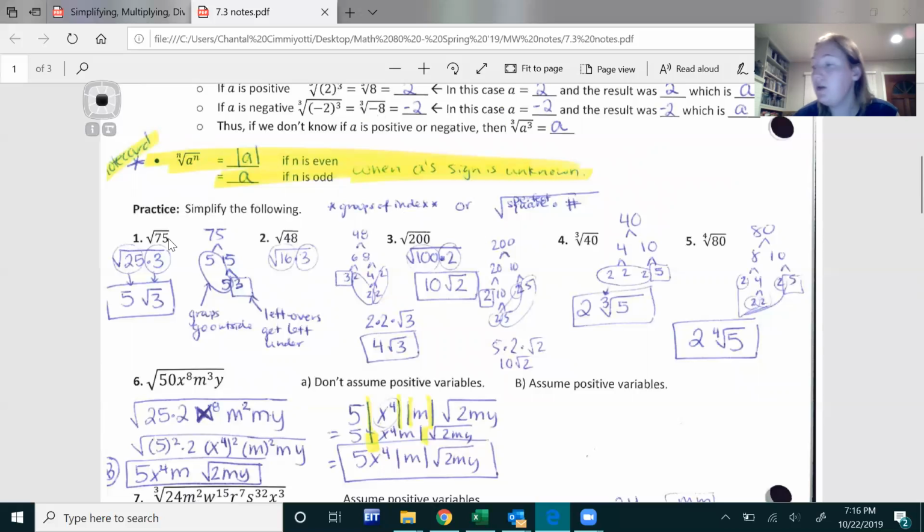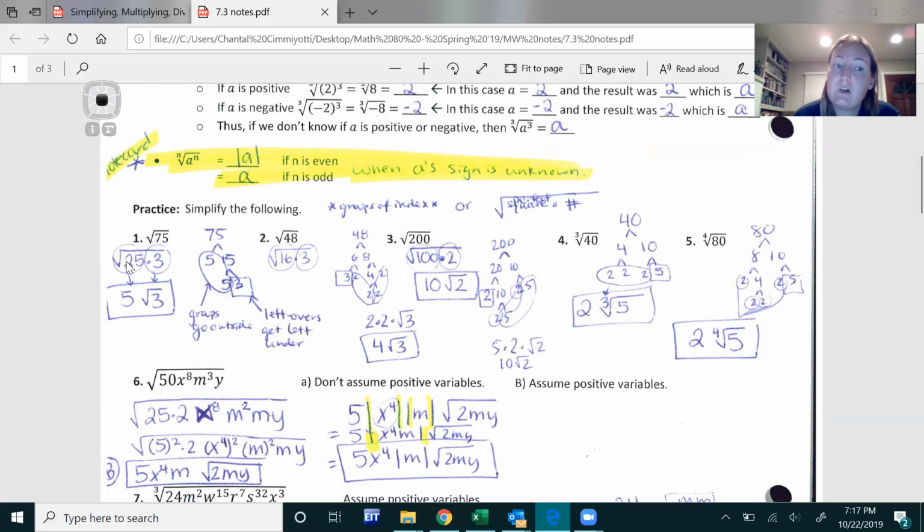If I type that in my calculator, it'll say 8.660254038. That is an approximation of the square root of 75. I know that the square root of 75 would definitely be between 8 and 9 anyways, because 75 is between 64 and 81. But in order to get it simplified, I had to pull out any of my, in this case, square factors.